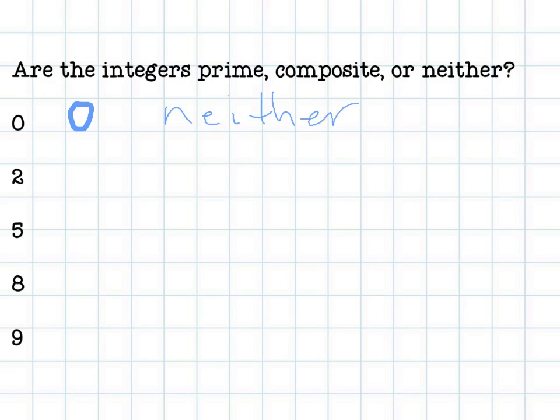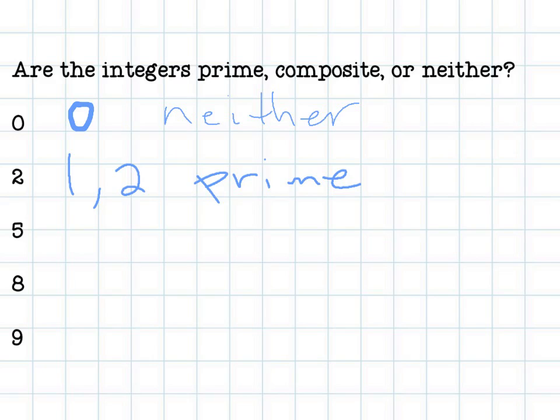How about the integer 2? Is 2 prime, composite, or neither? Think about the factors of 2. The factors of 2 are 1 and 2. How many factors is that? That's 2. Any number that has exactly two factors of 1 and itself is a prime number.